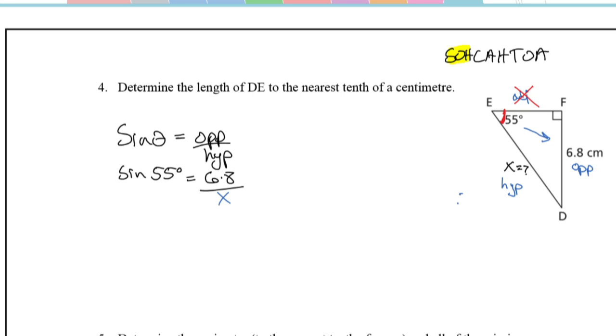Same process though. I have x on the bottom, I want to get it to the top. Right now I'm dividing by x. The opposite of dividing by x would be multiplying by x. That cancels it on that side, but if I multiply both sides by x, it brings it to the top on the other side. So now I have x times the sine of 55 degrees is equal to 6.8.